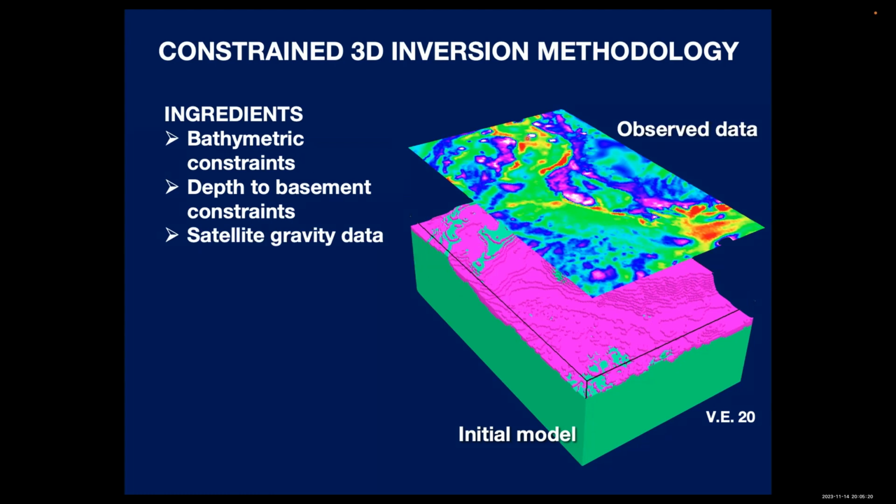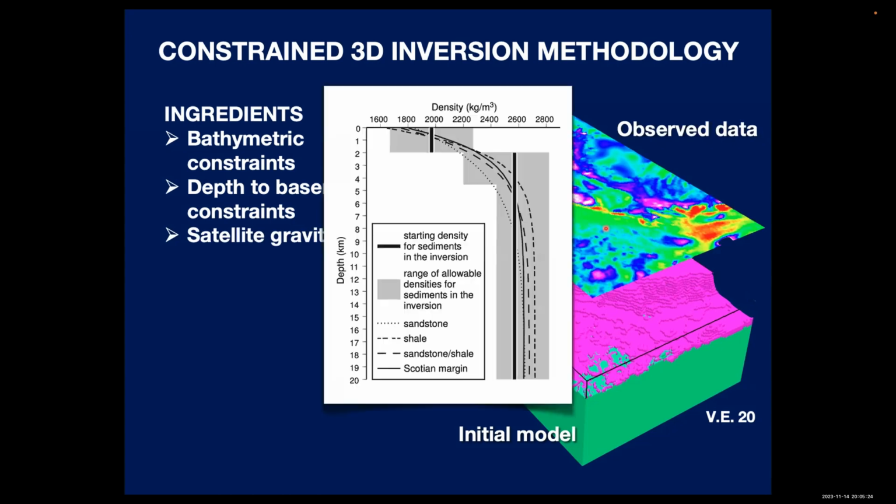And then we take our satellite gravity observations, which are available everywhere. So this is an example for Ireland. For the sediments, what we do is we use these density as a function of depth relationships to tell the model, for instance, that densities have to start here, let's say, and have to vary as a function of depth when we get the inverted model.